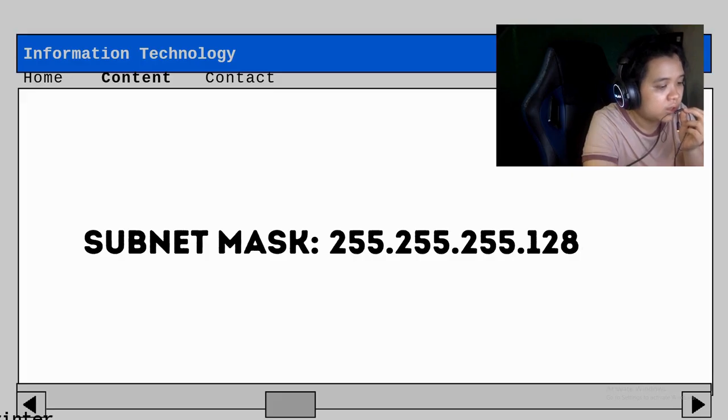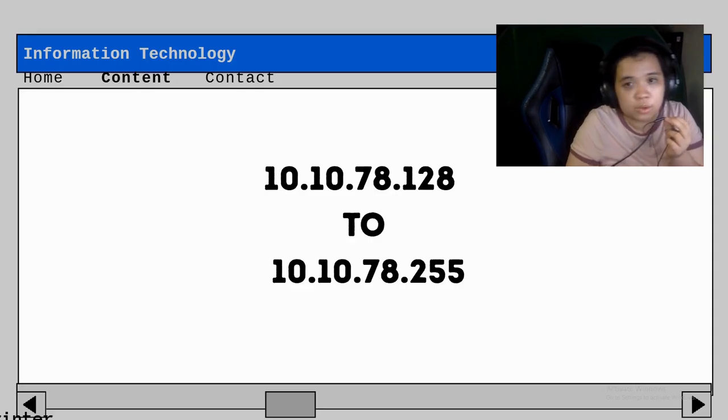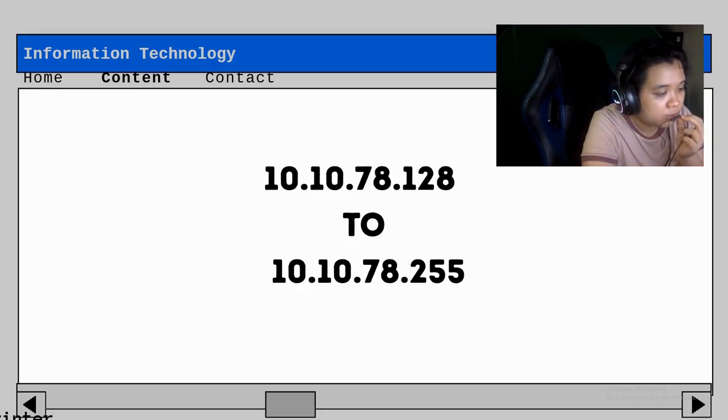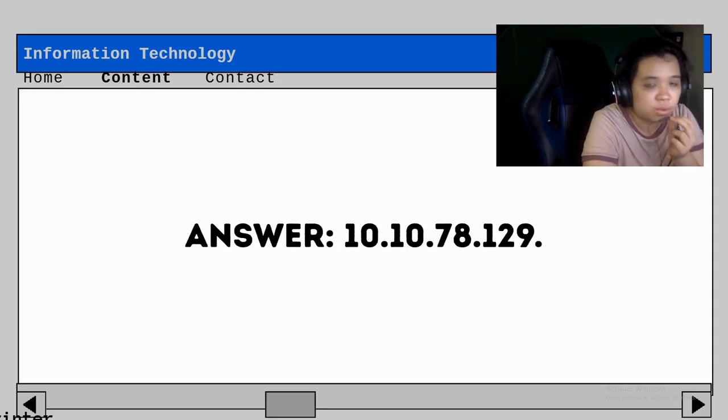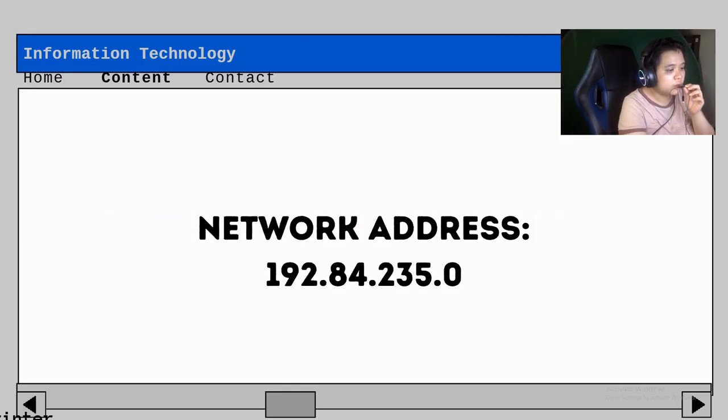This tells us that the subnet ranges from 10.10.78.128 to 10.10.78.255. Since the network address is reserved, the first usable IP address is 10.10.78.129. Therefore, the gateway address should be 10.10.78.129.